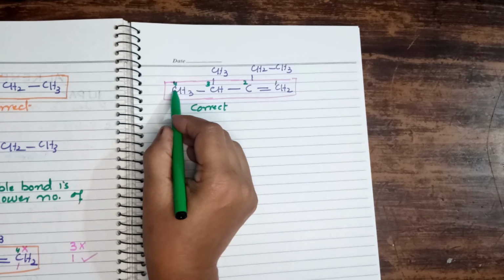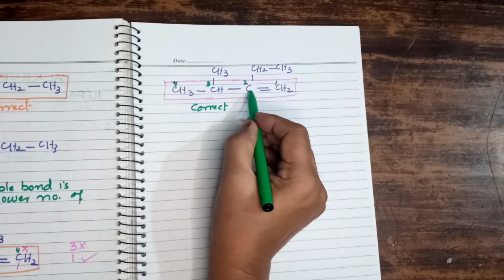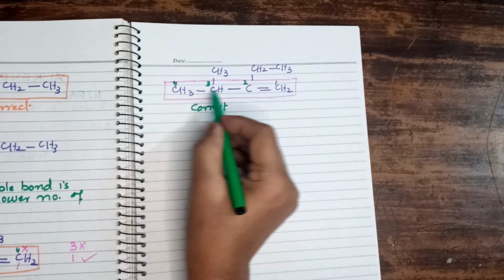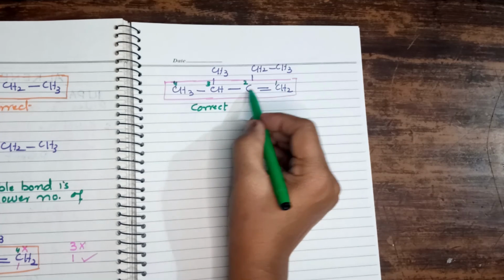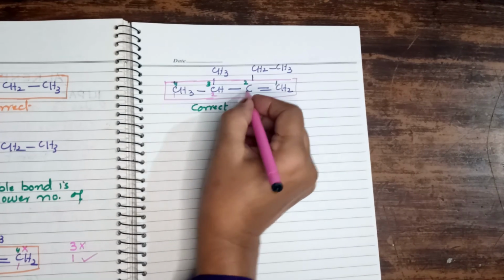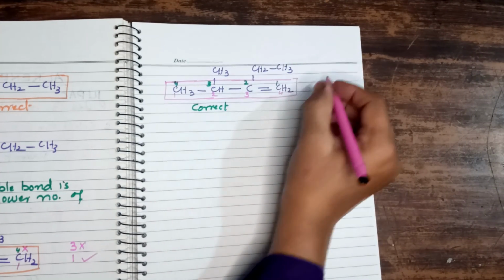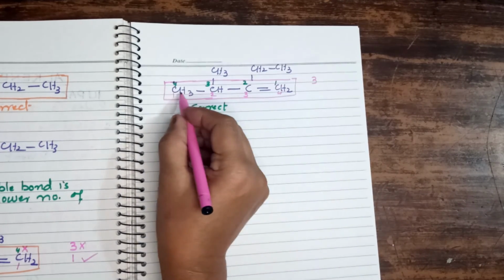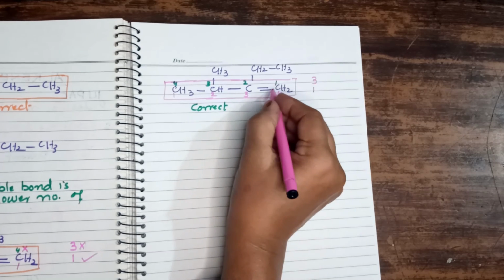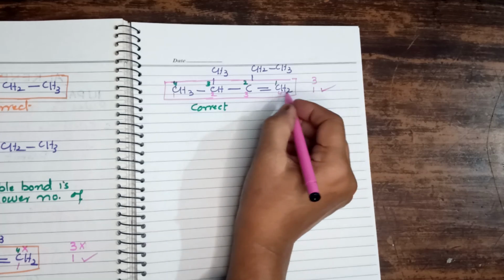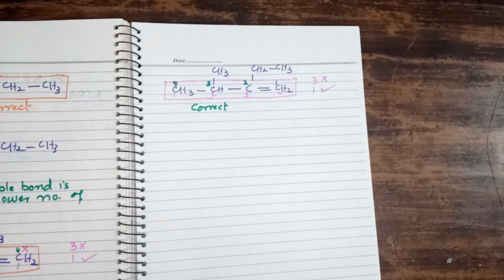If we do the numbering from this side, 1, 2, 3, 4, the third carbon forms the double bond with carbon number 4. And here if we do the numbering from the right hand side, the first carbon forms the double bond with the second carbon. So 1 is a lower number. That's why this is the correct way. This is incorrect. Right? So this is the correct parent chain.